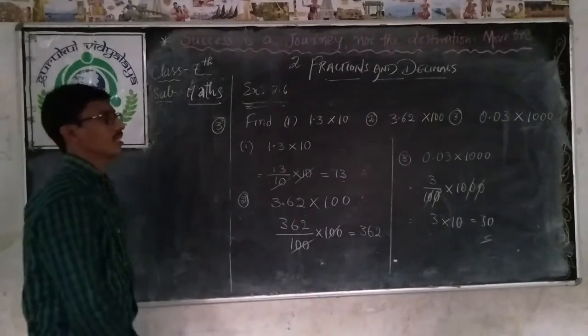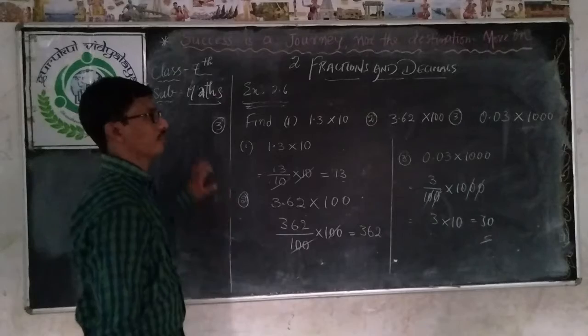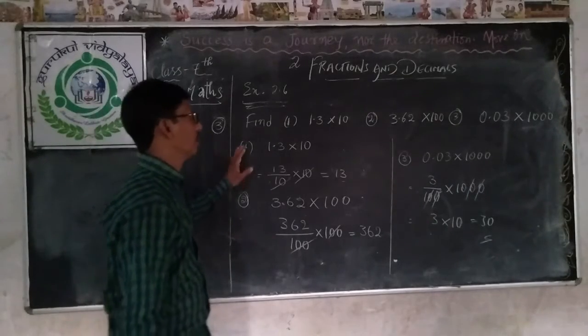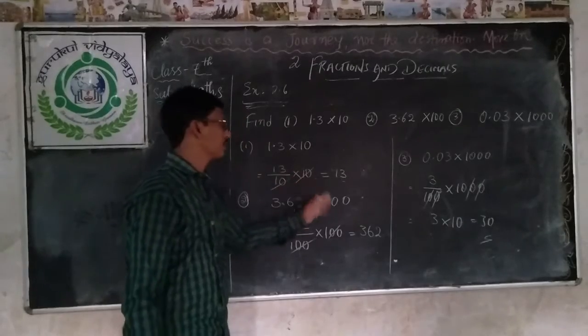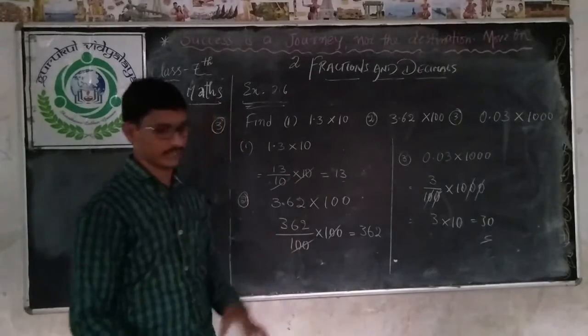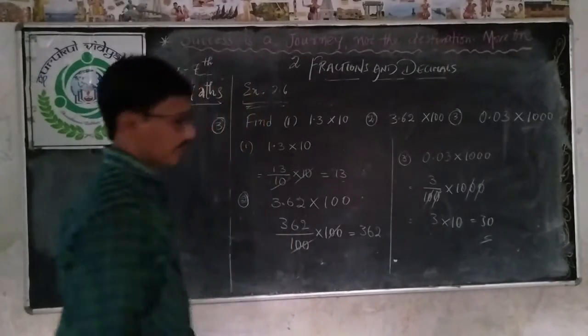Okay, understood, children? In two methods we can solve this kind of problem. It's simple: the decimal number should be converted into a fractional number and then do the calculation. You will get the answer. Okay, so the next problem.